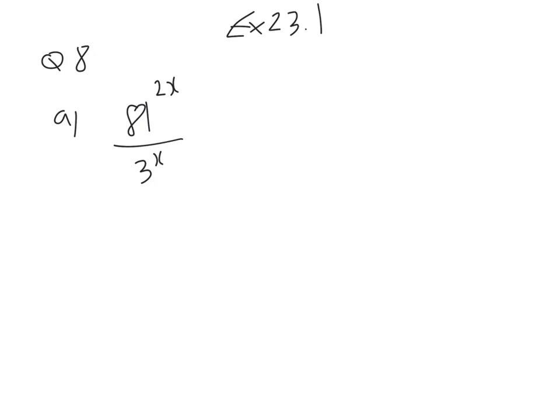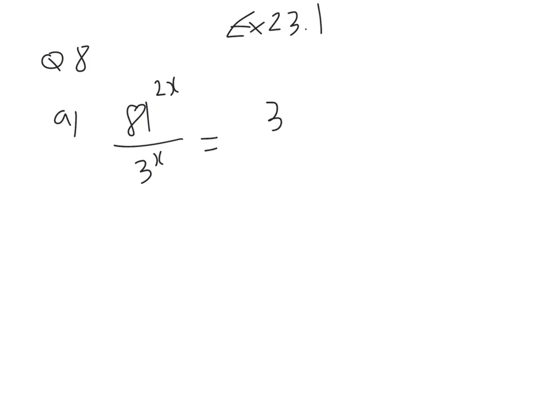Exercise 23.1, question 8. In these questions we have to write each of these expressions as a power of a single base number. So we have to choose that single base number first of all. What number can these both be written as a base to a certain power? So 3 is quite a small number. 3 is as small as I can go, whereas 81 could be reduced into the base 3.